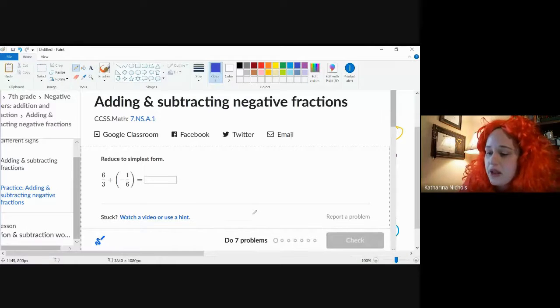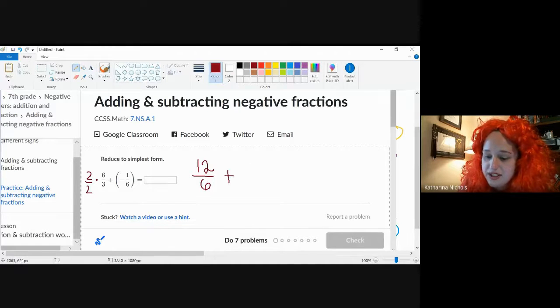So I have 6/3 plus -1/6. I need a common denominator, which in this case would be 6. So I'm going to change this 6/3 so that it has a denominator of 6 by multiplying by 2/2. So that changes my first fraction to 12/6. And then my second fraction stays as -1/6.